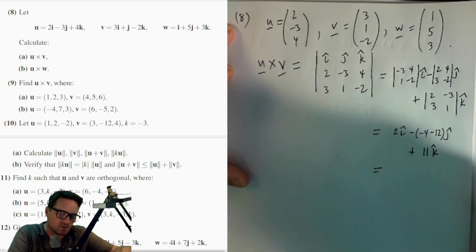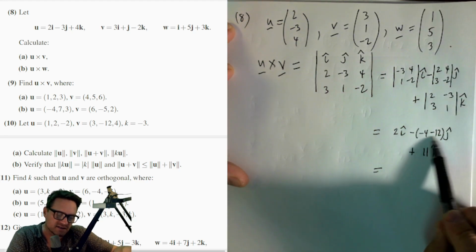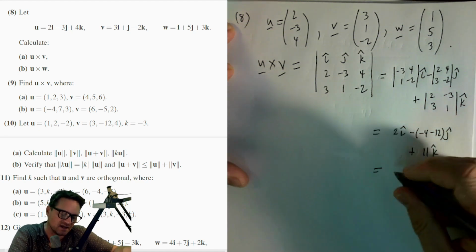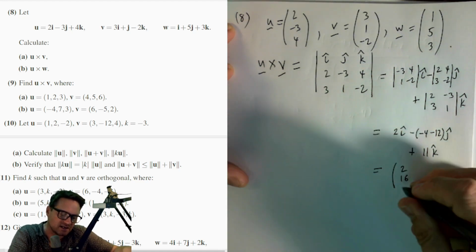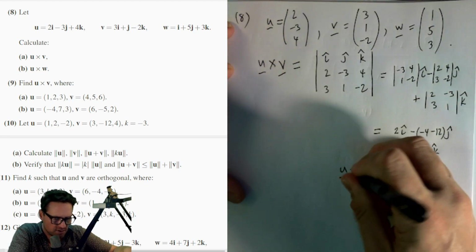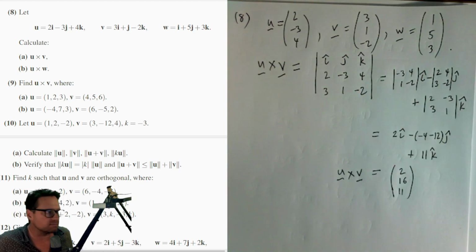Okay, and now simplifying, this is minus 16 inside the bracket, but we have another minus, so that's plus 16. So then 2, 16, 11, and I'll write that as a column again. And so this is our cross product of u cross v.